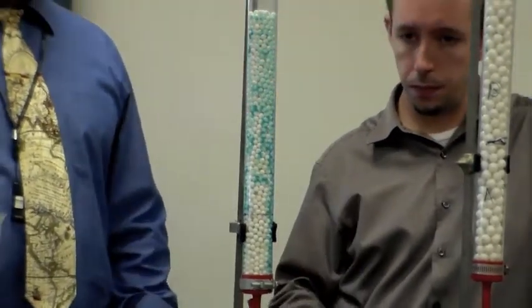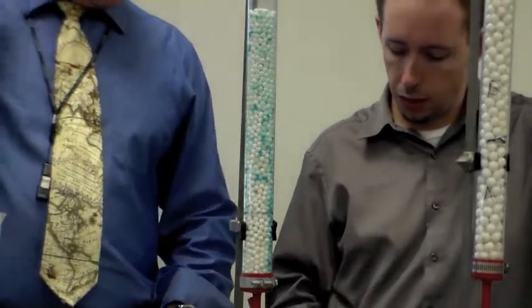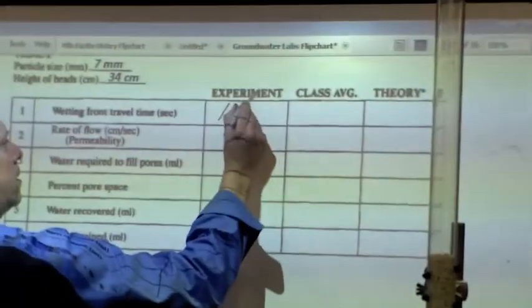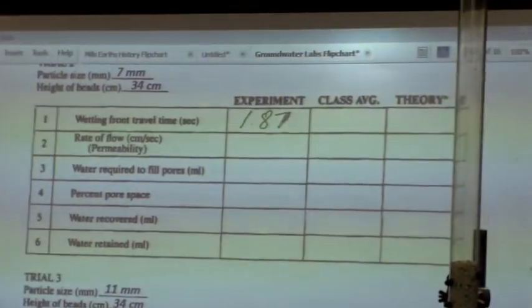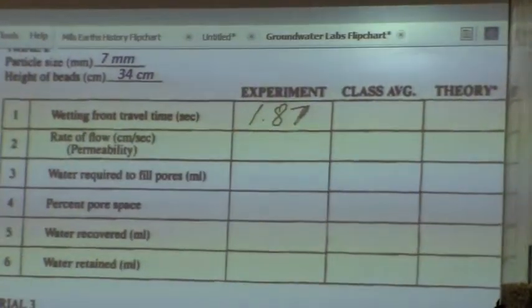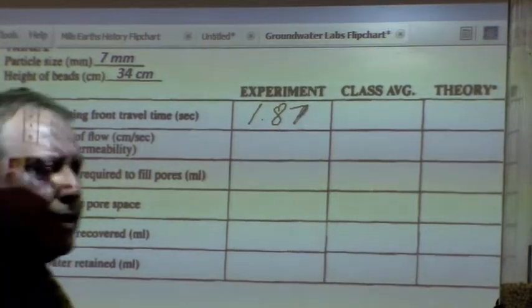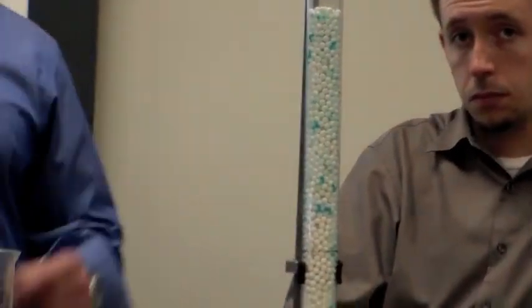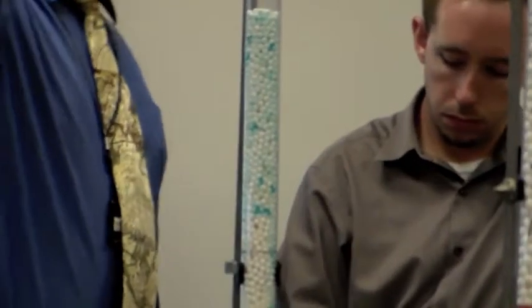Okay. So we have 1.87 in this situation. Our wetting front travel time, 1.87 seconds. So right away, how does that compare to the time that it took to pass through the smaller beads? Think about that. All right, now let's figure out how much water it takes to fill the spaces in here. So now we continue to add until we have filled it up.